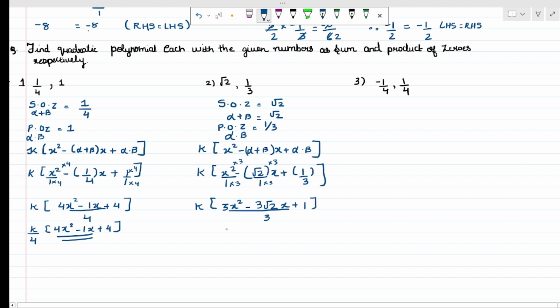Now I'm taking this 3 as common. So what will I get? k by 3, 3x square minus 3 under root 2 x plus 1. So my quadratic equation is 3x square minus 3 under root 2 x plus 1.